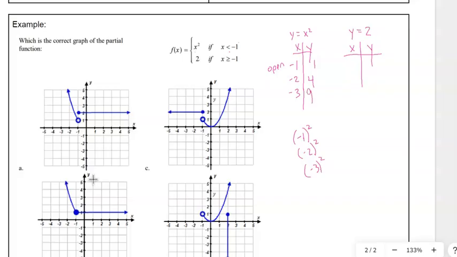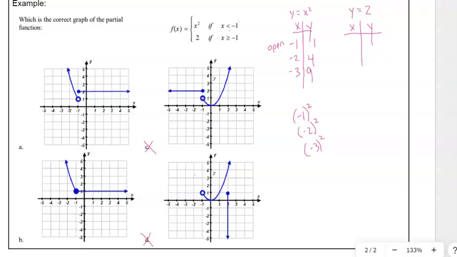So I want to see which graph has that. So -1, 1, that one doesn't. So I definitely know it's not C. -1, 1 has an open circle, yep. -2, 4, yep. So -1, 1. This could be open, we don't know because it got filled in. And then let's look at D. -1, 1, yep. -2, 4, no. So I definitely know it's not C or D. So we're looking at A or B.